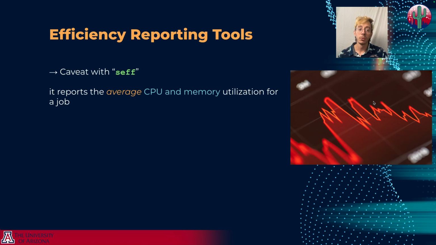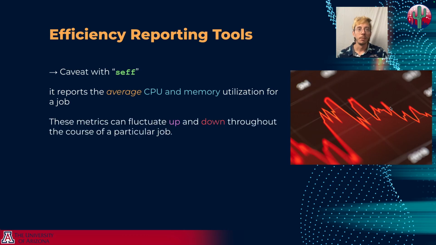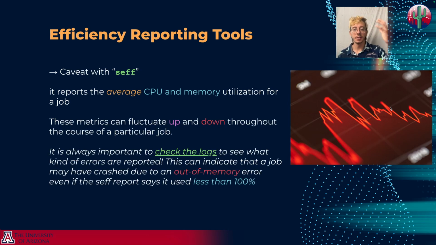So it is possible that you have a SEFF report that says maybe you used 71% of the CPUs throughout the job. That doesn't necessarily mean that the peak was at 71%. It's possible that it actually maxed out at 100% for a little while and then dropped back down, right? So this is important to be aware of.